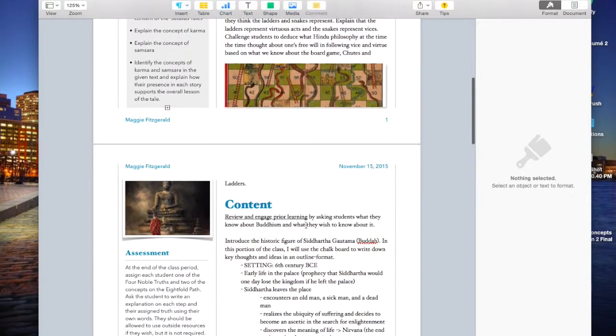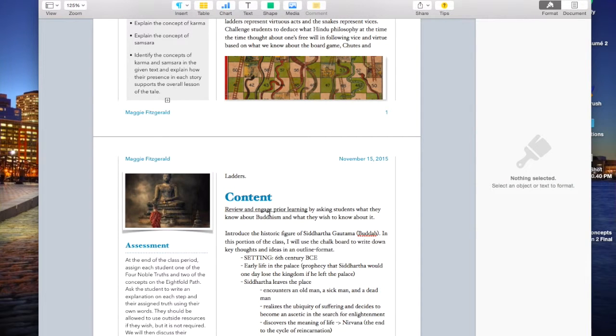Okay, so the main part of my lesson is what we're going to find here in the content. Now, before teaching my students anything, I want to first review and engage their prior learning so I'm not wasting their time. So here I do that by asking them what they already know about Buddhism and what they wish to know about it. Then, after that, we can get to the real meat of the lesson, so to say.